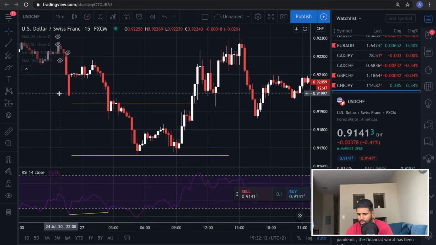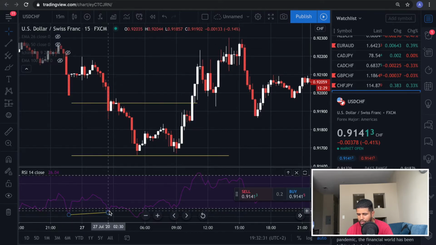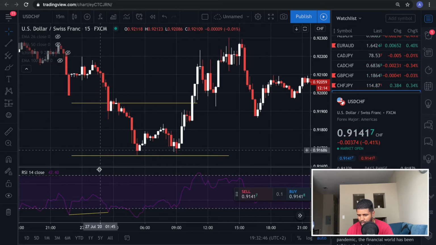This candle right here, I'm gonna move the cursor so you can see it clear. This candle right here is higher than this candle down here. But if you look at the RSI, this candle right here is actually lower than this candle right here. See what I'm saying? In the RSI, this one is actually lower and this one is higher. But when this one came all the way down right here and formed right here, this one is actually lower than here.